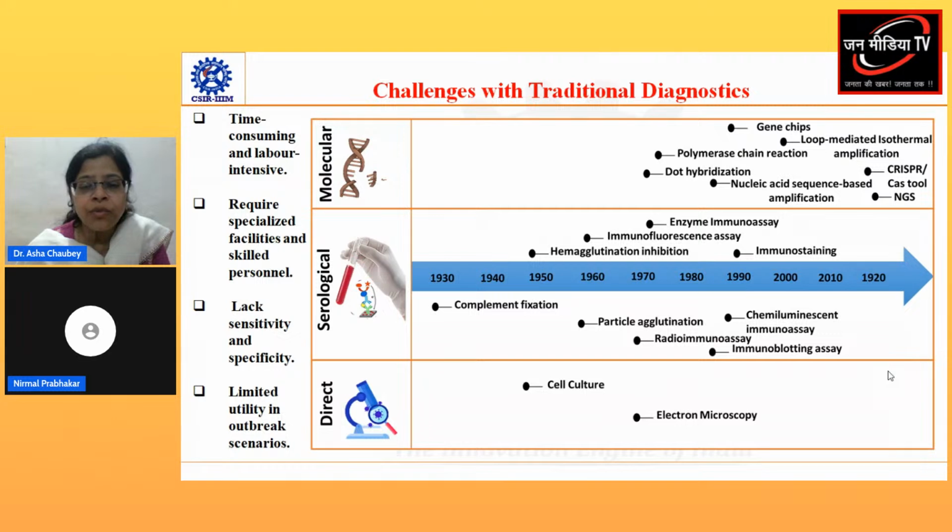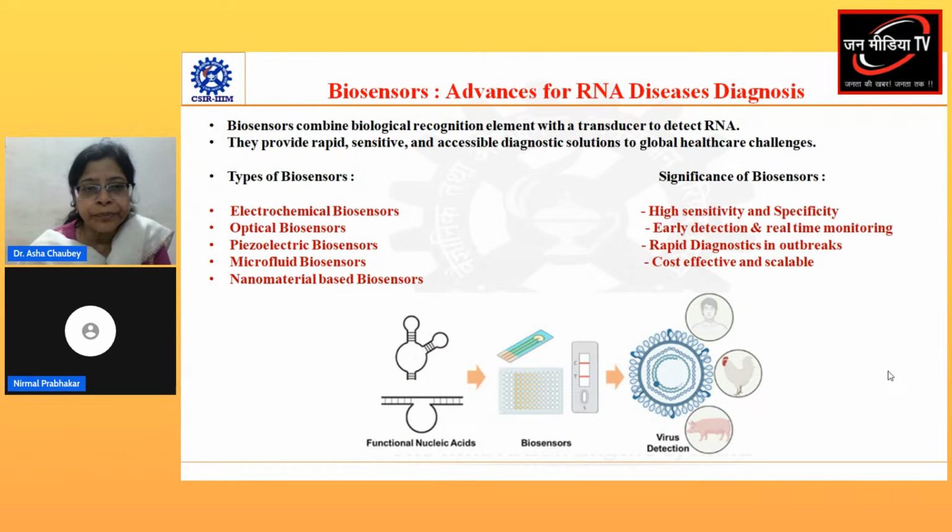So there are limitations for each one of the techniques that we use, and with due course of time we have been able to come up with some techniques which have helped us save time to detect the causative agents. Biosensors have been able to help us in the diagnosis of diseases caused by RNA viruses. Various electrochemical, optical, piezoelectric, and microfluidic biosensors have been used, and they help us with high sensitivity and are less time consuming, so real time data can be achieved, and various rapid and cost effective techniques have become available with the help of biosensors.